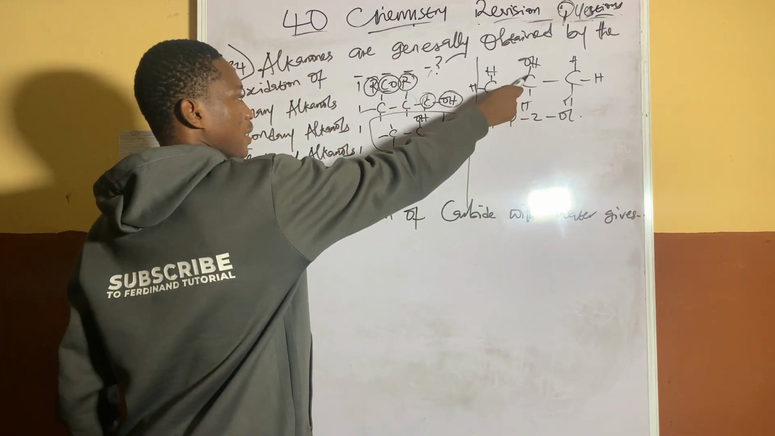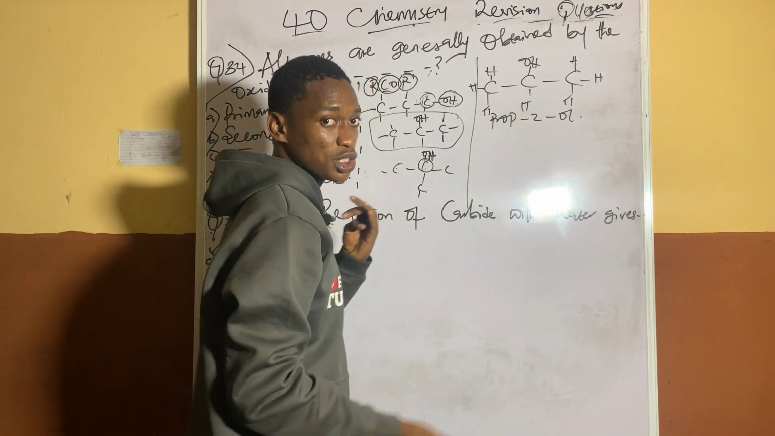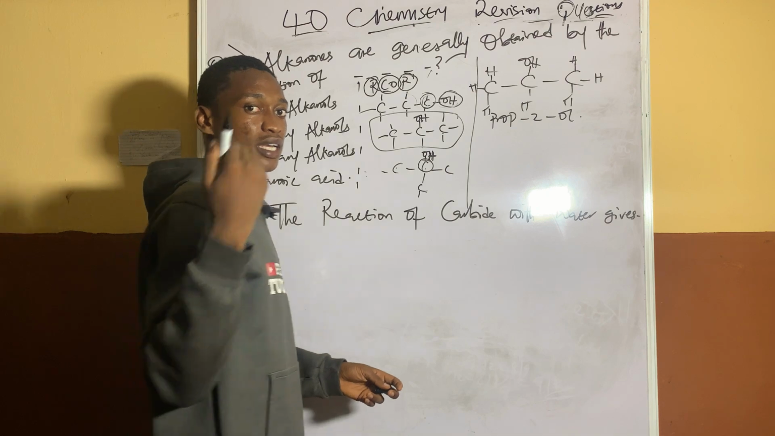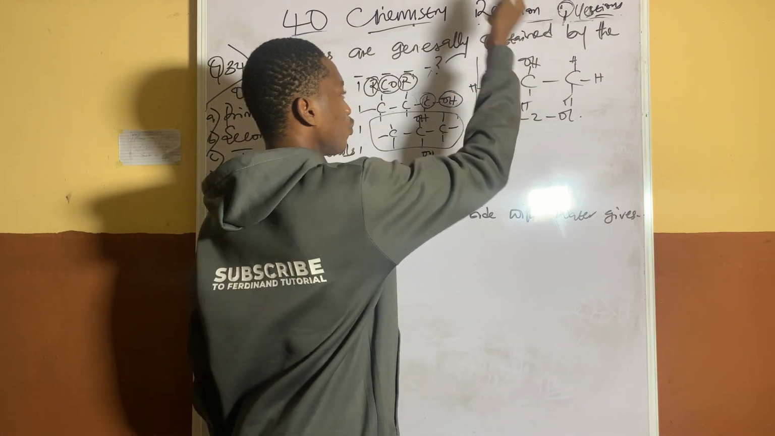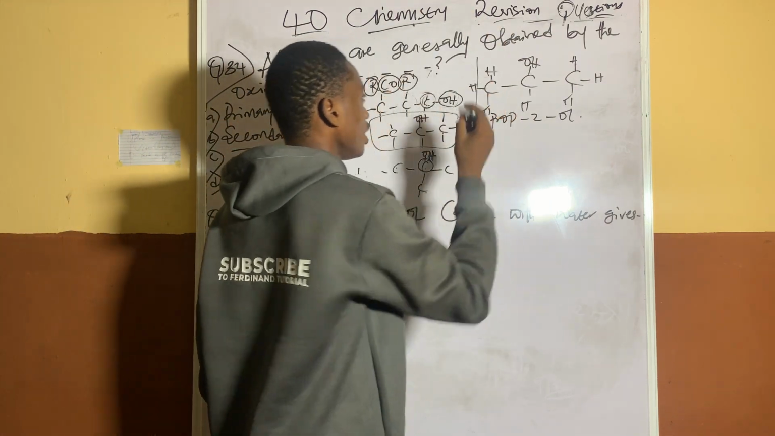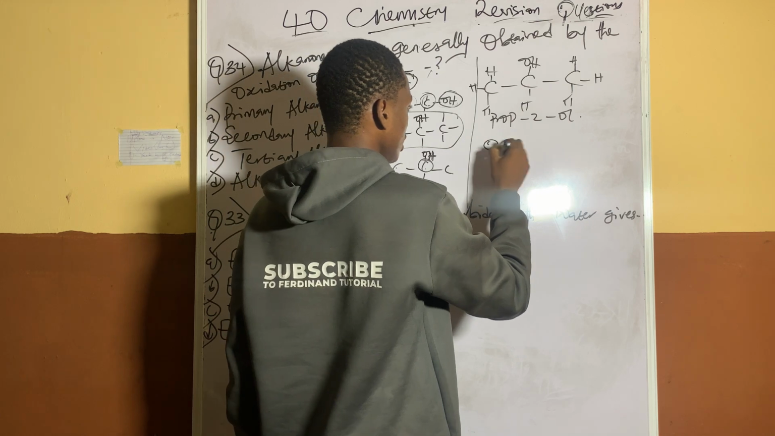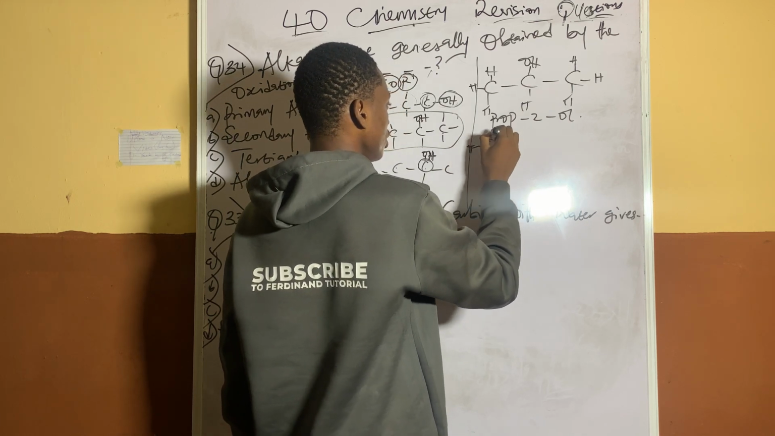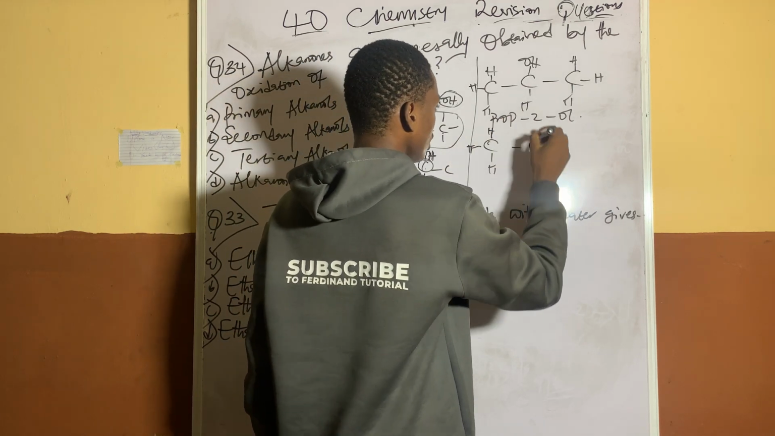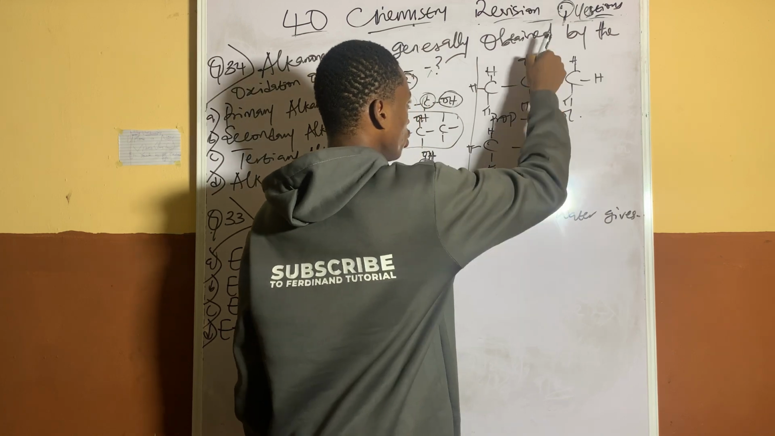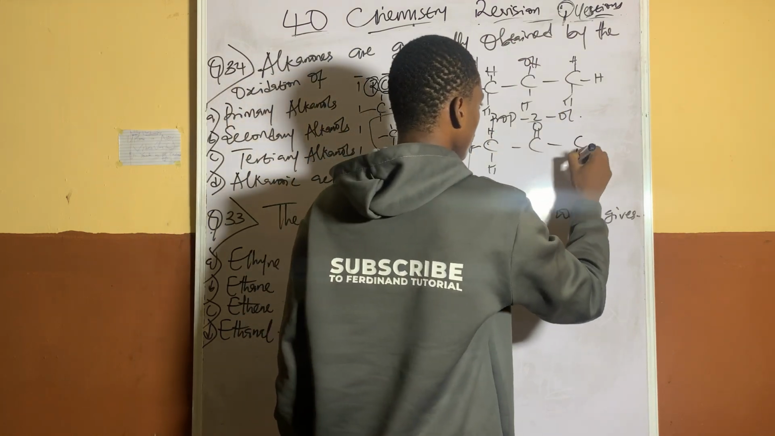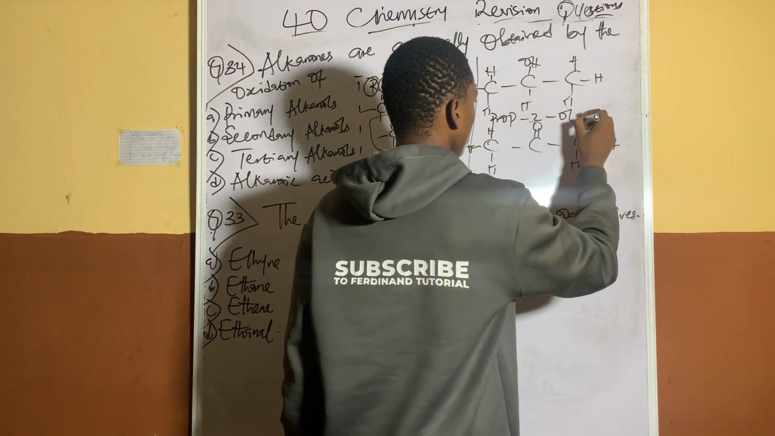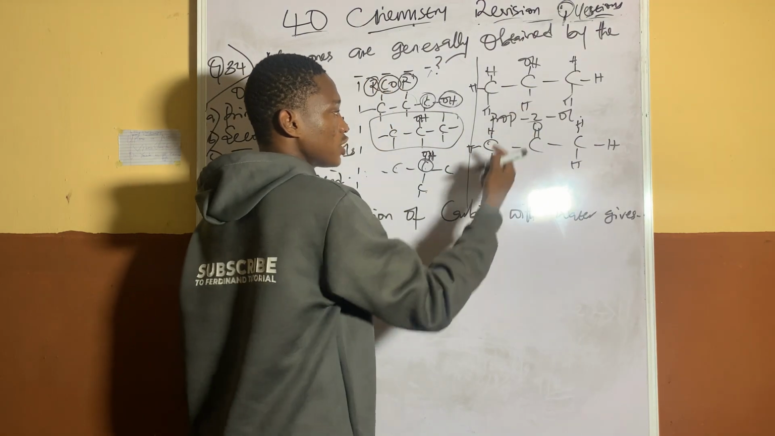If I oxidize this particular compound, what is oxidation? Oxidation is removal of hydrogen and then addition of oxygen. So let's remove this particular hydrogen here. I'm going to have something like this, C, H, and then I'll have C double bond O. These two hydrogens will be out, and then I'll have C, H. I've formed a ketone.